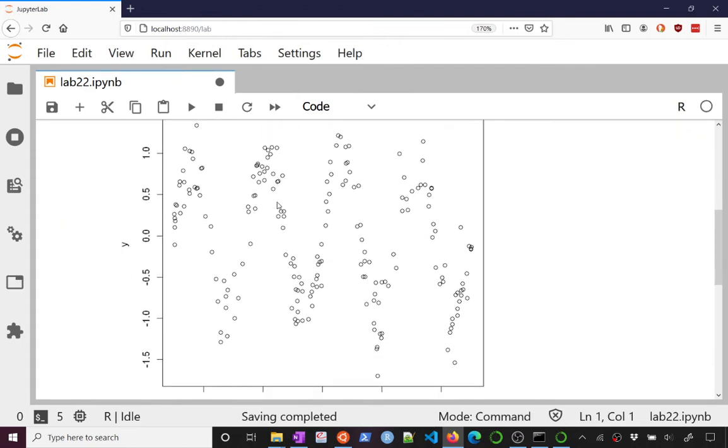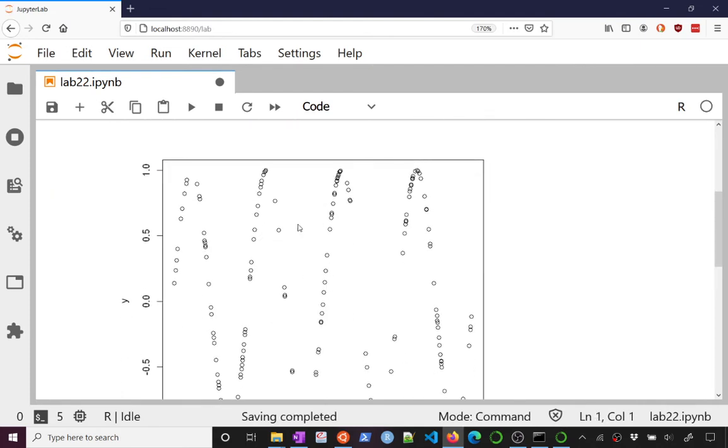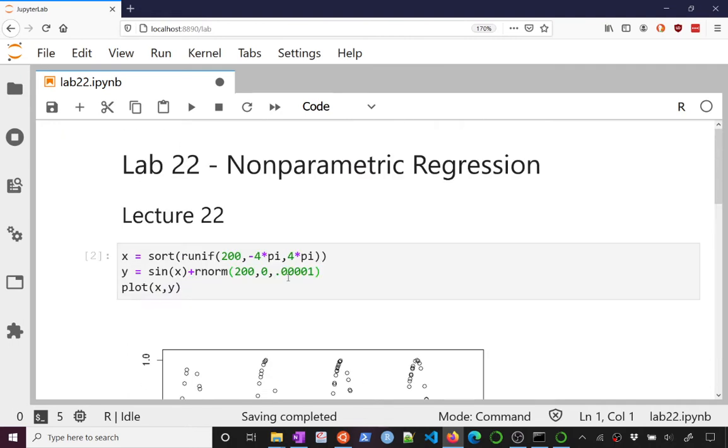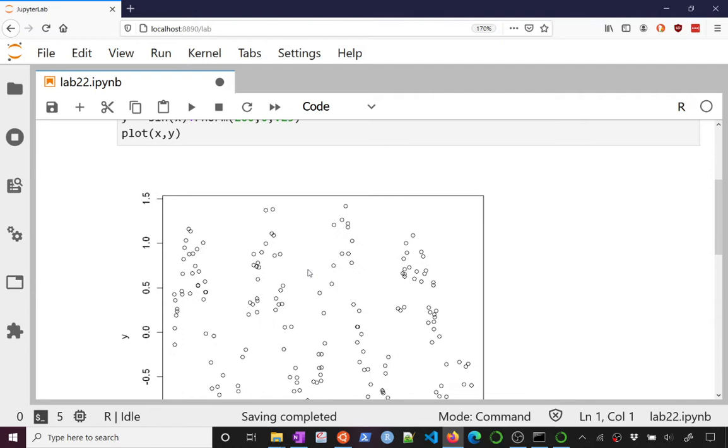That's what it looks like. Looks like some sinusoidal points with some scatter, right? If I put this noise down to something really low, you get perfectly sinusoidal. But we want to make this a little more interesting, so we'll add in some noise.